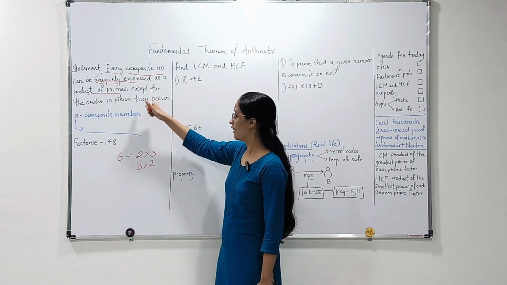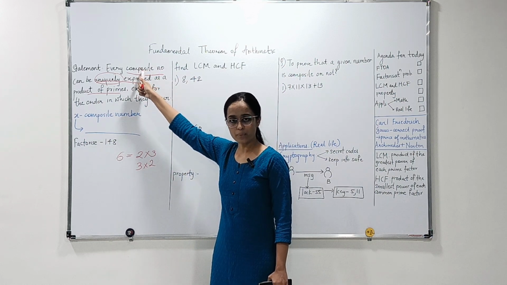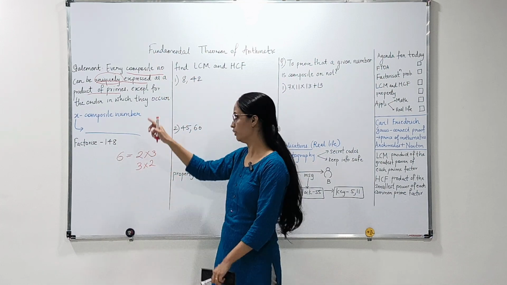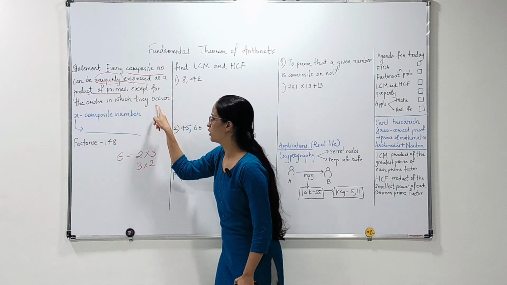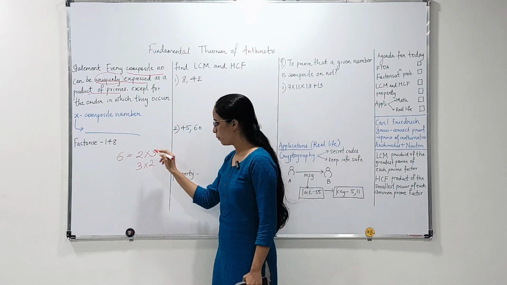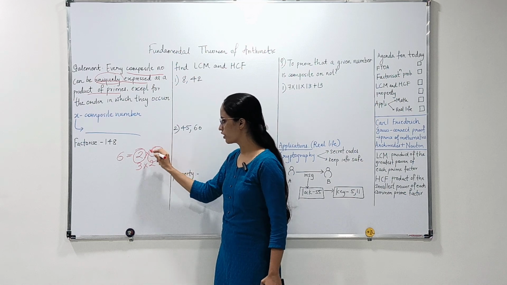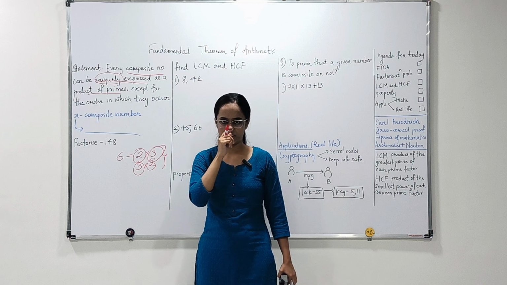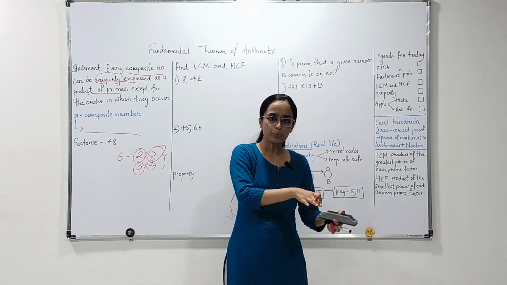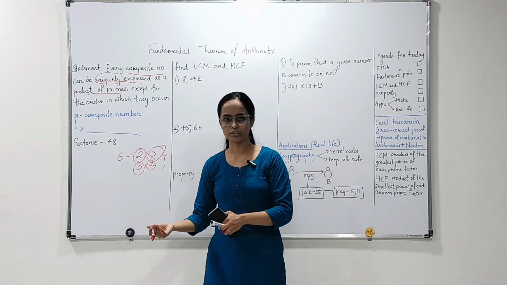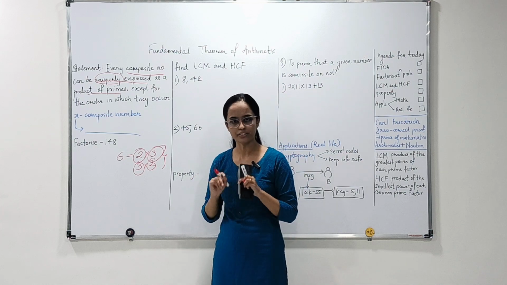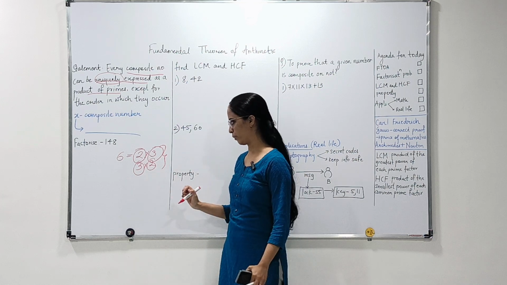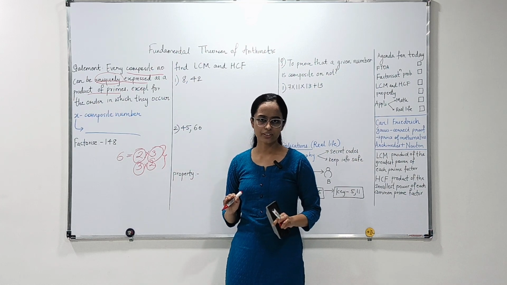Here they say that even though a composite number can be expressed, it can have multiple representations except for the order in which they occur, meaning irrespective of the order of these prime factors, you're going to consider it as the same representation. So it doesn't matter whether your 2 comes first or your 3 comes first, you're going to consider it as a single representation until and unless you find any other representation apart from this. So I hope you're clear with the statement.